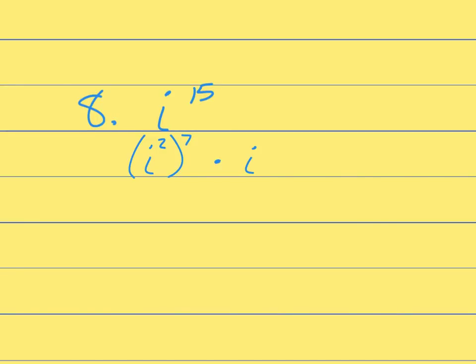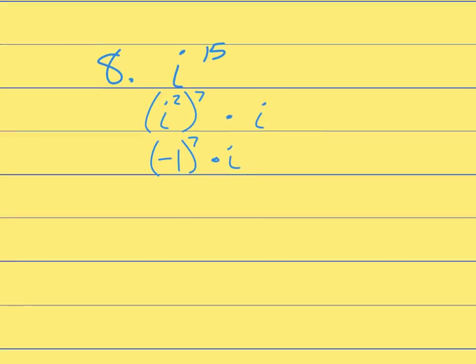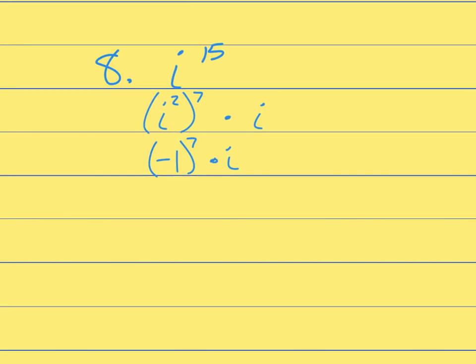Okay, and then you can do i squared. Now i squared is negative 1. Negative 1 to the 7th power, and you still have your i. Okay, and we've simplified it already. You can probably know that if it's a negative number to an odd exponent, then it's going to be negative. So it's negative 1, and then times your i, which ends up being negative i. Okay, so again, those are 2 different ways you could think about it.